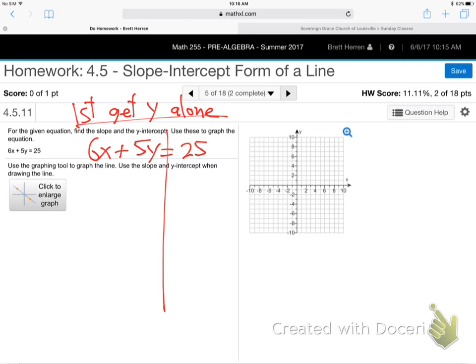So solve for y. Get y alone. So y is saying, I want to be alone. Can you do that? Go ahead and solve for y. We're used to solving for x. It's a little different here, huh? Solve for y. Get y alone.